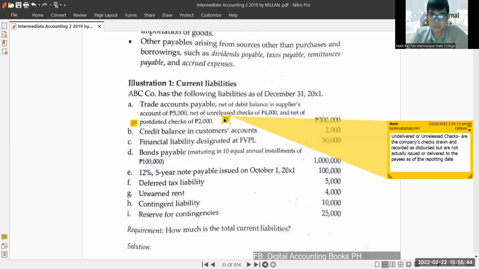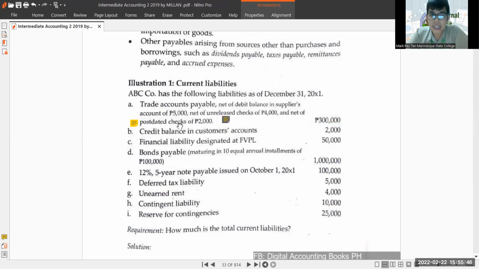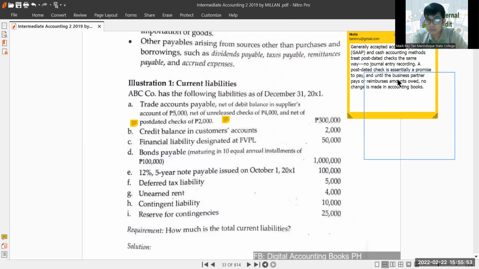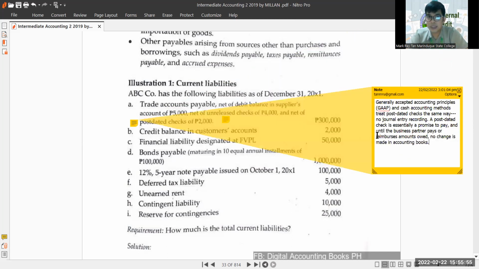Okay? Tago natin to. Last, post-dated checks. Itong post-dated checks, simple lang din to, no? Open lang natin. Ayan. Para lang meron tayong basis kung ano yung dapat natin gawin. Sabi dito, post-dated checks, according to GAAP principles and cash accounting methods, itong post-dated checks is tinitreat lang natin as cash, treat as the same way. Okay. Walang journal entry dito.